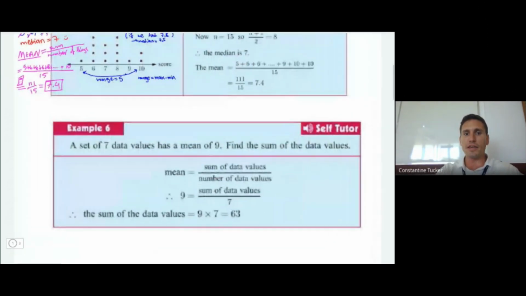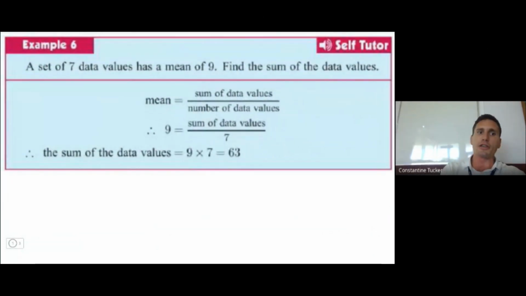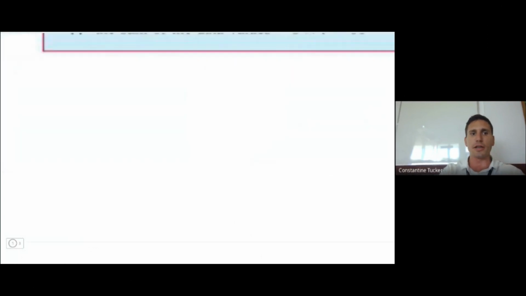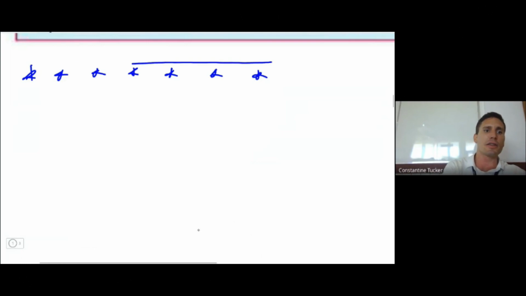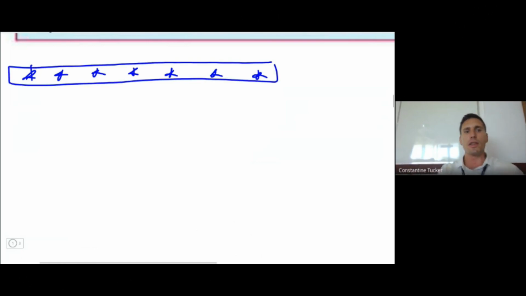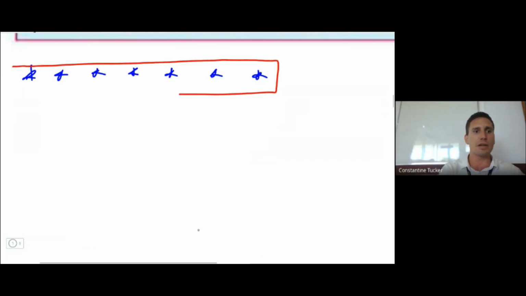Now, here is a slightly more tricky question somebody might ask you. They're saying we have 7 values with a mean of 9. So let me show you what they're saying. You've got 7 values, 1, 2, 3, 4, 5, 6, 7. And they're saying these 7 values have a mean equal to 9. So let me actually use a different box here. They're saying the mean is 9.